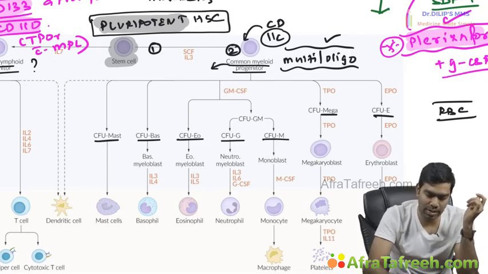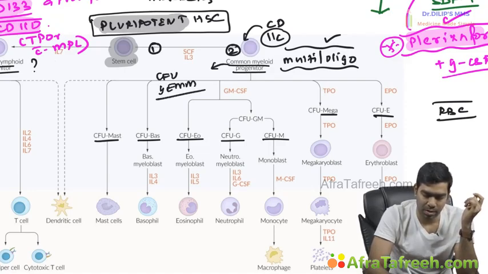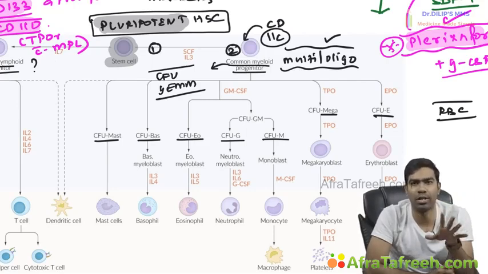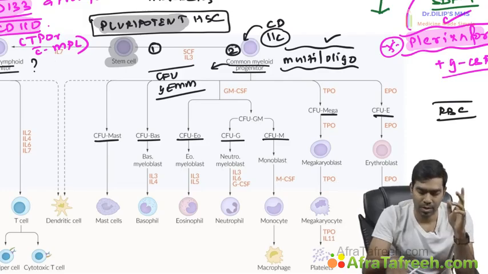Also, we are going to call this a colony forming unit, GEMM, because it's going to give rise to the granulocyte, erythroid, monocyte, megakaryocyte lineage. All these things they are going to give rise to. That is why typically we call the common myeloid progenitor CFU-GEMM.